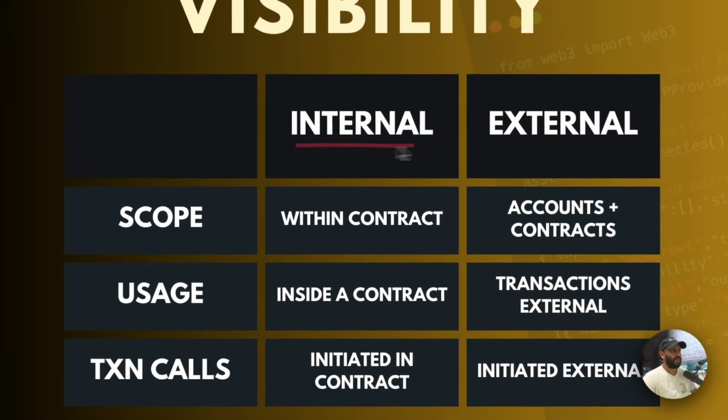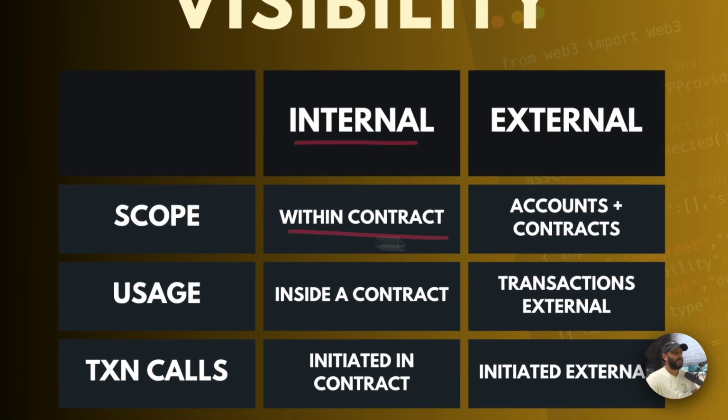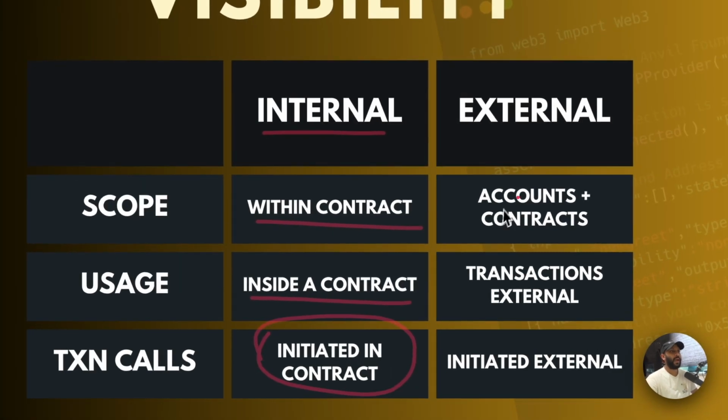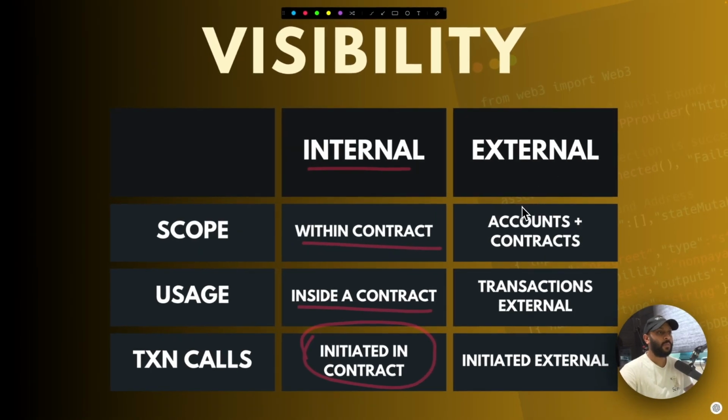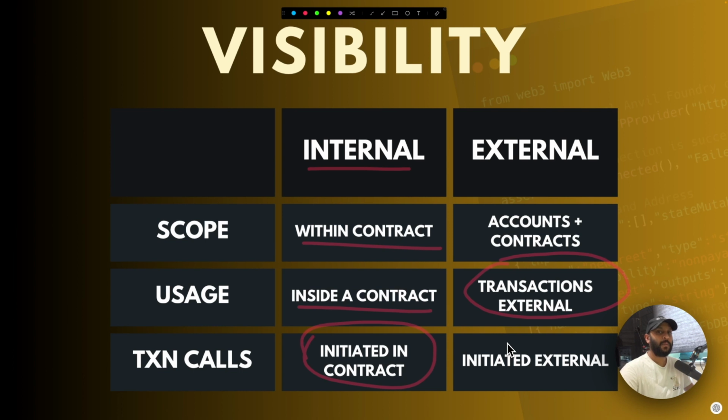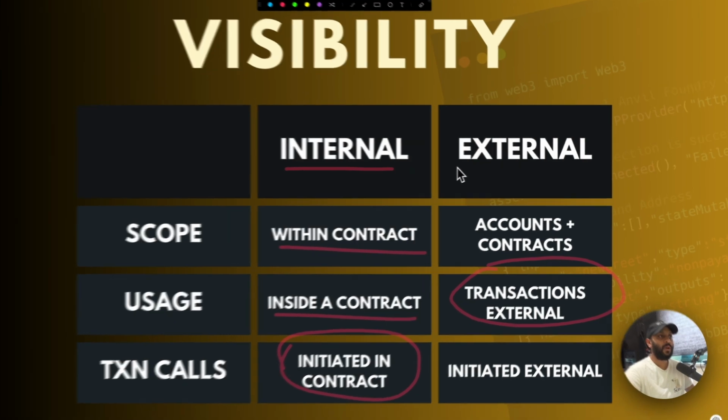Simply put, internal functions are only available within a contract and can only be called inside a contract, and cannot be called through a transaction outside a contract. External functions are called by accounts or contracts through a transaction by anyone. Now, this may seem a little bit abstract at this point, but later on in practice we'll see how to use internal and external functions. For now, we're going to focus on external functions.